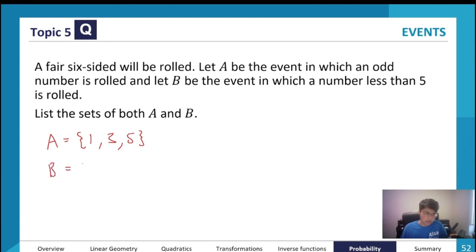B is the set of outcomes where a number less than 5 is rolled. So 1 is less than 5, so we can put that in the set for B. Same with 2, same with 3, and same with 4. 5 is obviously not less than 5, so we don't include that in the set.